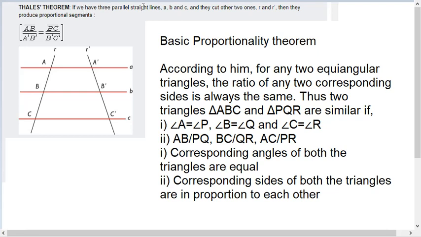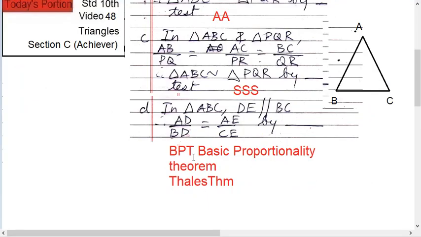If we have three parallel straight lines A, B, C, and they cut two other lines R and R dash, then they produce proportionate segments, meaning AB upon BC will be equal to A dash B dash upon B dash C dash, or reverse also, AB upon A dash B dash equals BC upon B dash C dash. This is very useful everywhere in similarity and finding corresponding sides. This theorem is also known as the basic proportionality theorem. So any name may be given in the exam, take that, BPT or Thales theorem.